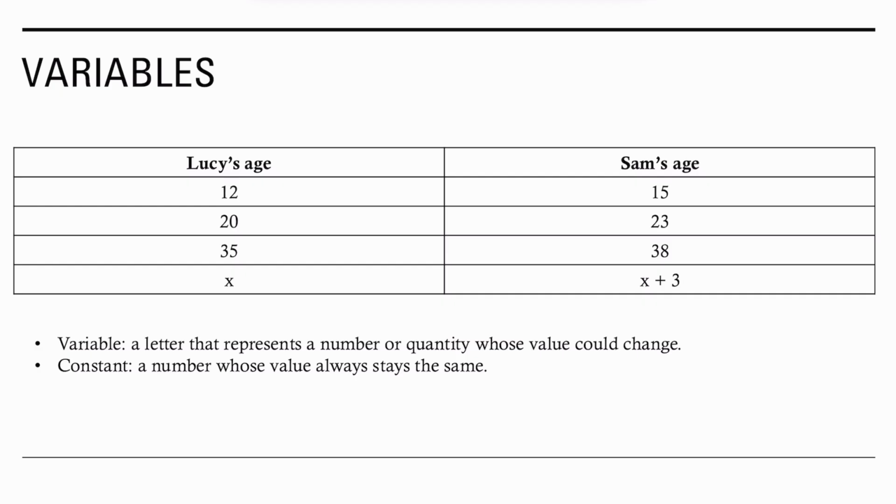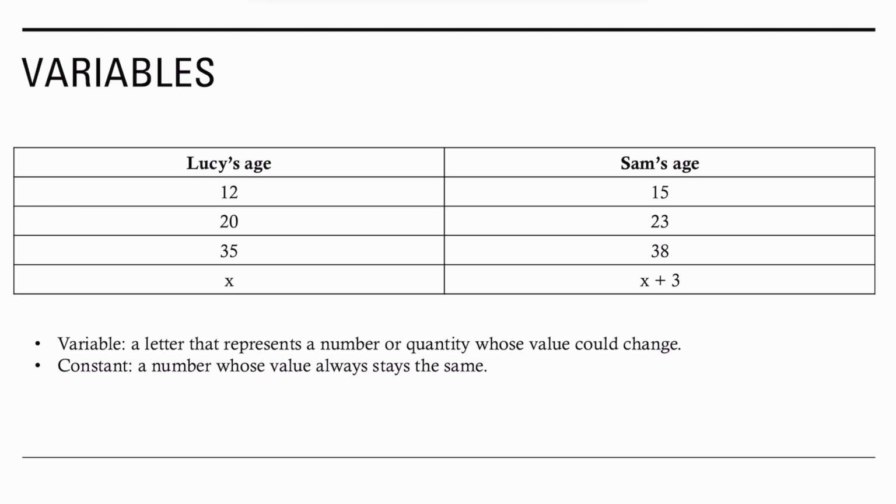Another example could be weight. You could say that if Lucy's always 20 kilos lighter than Sam, if that held true, then you could say Sam's weight was X plus 20. We'll get into a few more proper examples soon, but as long as you understand that a variable is just a letter that we use to represent a potentially changing quantity or number.